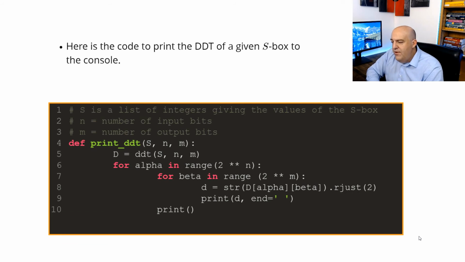But one problem with this is that the differential distribution table can be quite large. For example, in a little bit in the video, we're going to look at the differential distribution table of the Rijndael S-box. It has 8 bits as input and 8 bits as output, so it's going to be a table that's 256 by 256 entries. This is going to be too hard to view in a console, so we would like to also have some code that will print the DDT to a text file so we can look at it and see what it is.